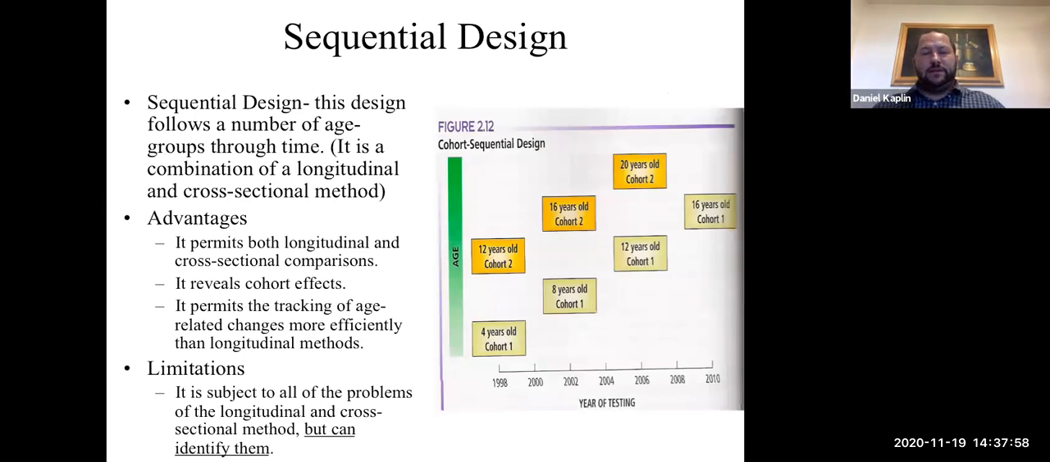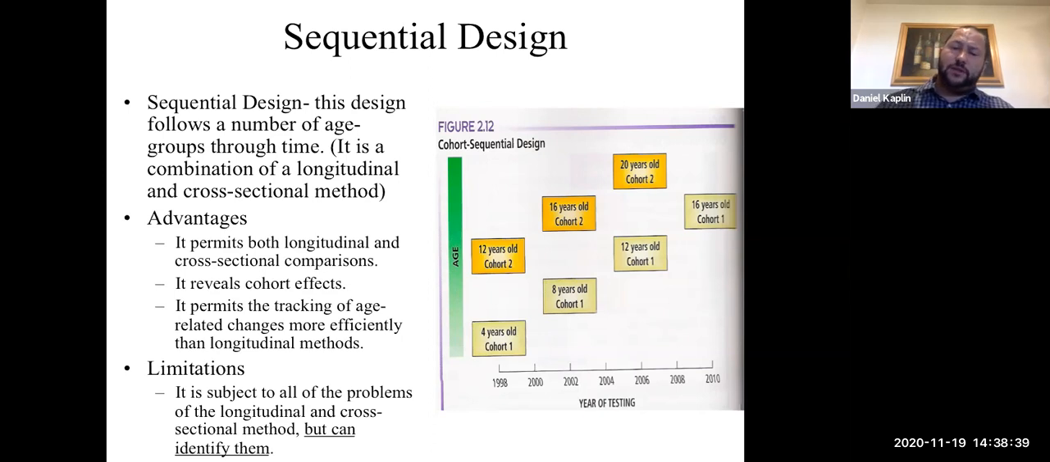So the third and final design that we consider is something called a sequential design. You might hear it referred to as a cross-sequential or a cohort sequential design as well, because it allows for multiple groups at multiple points in time. Now, what's the nice thing about this? Well, it gives you all the benefits of a longitudinal design because you're following a given group through time. It gives you the benefits of a cross-sectional design because you have multiple groups and you can compare them at a certain time or year of testing.